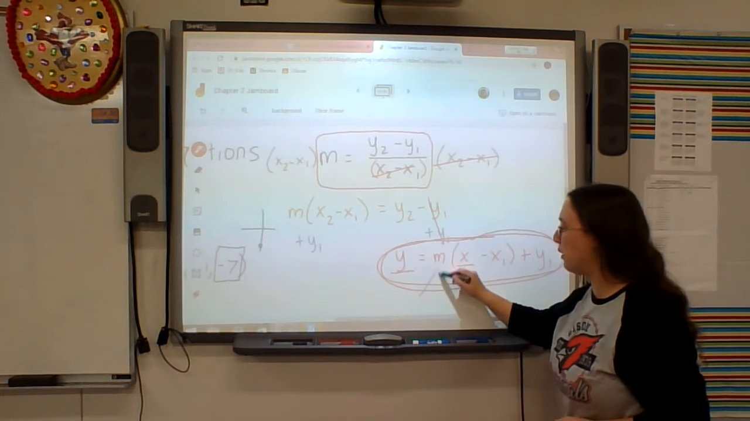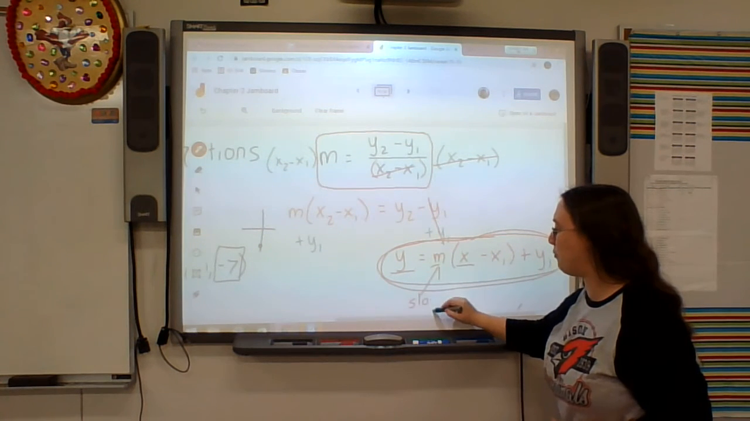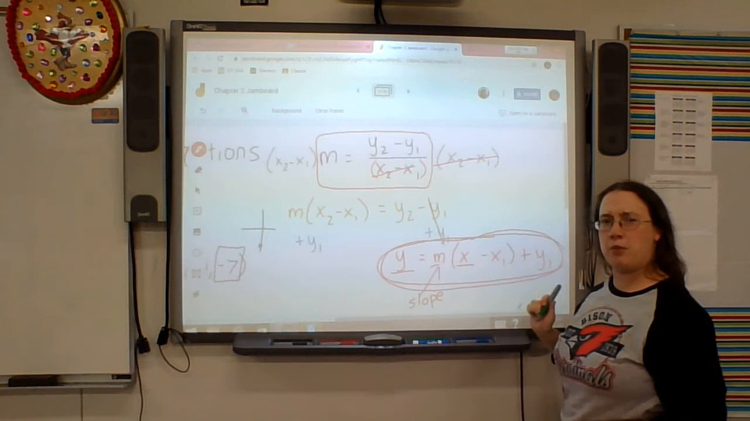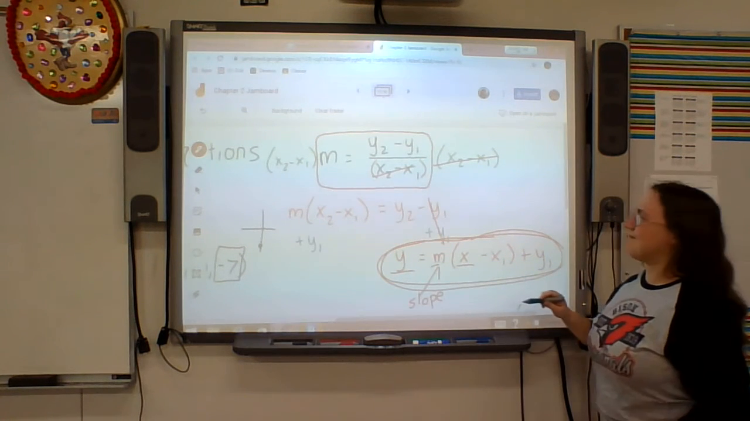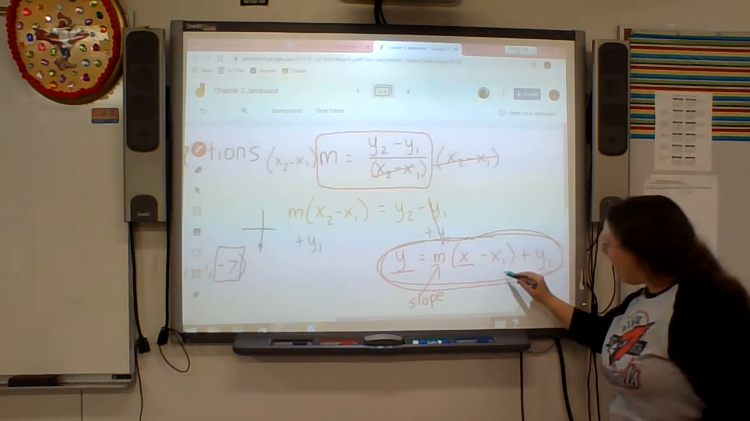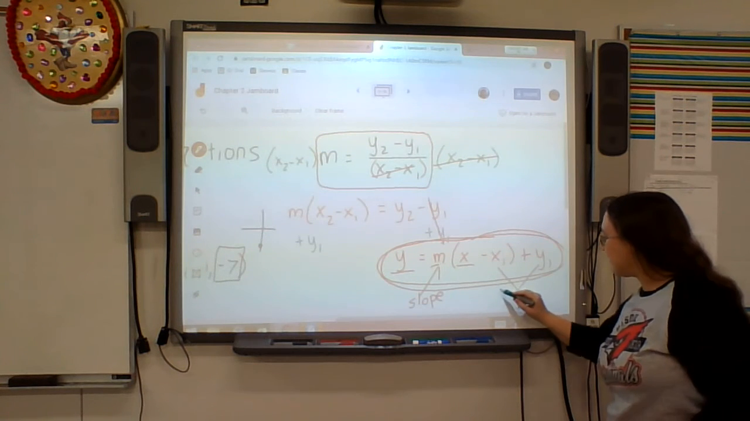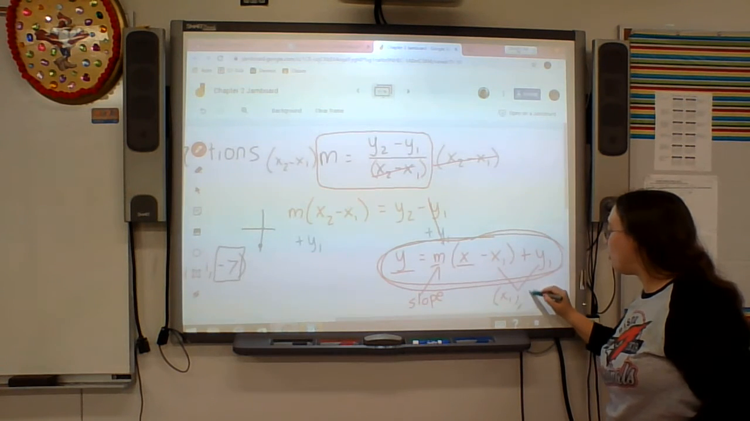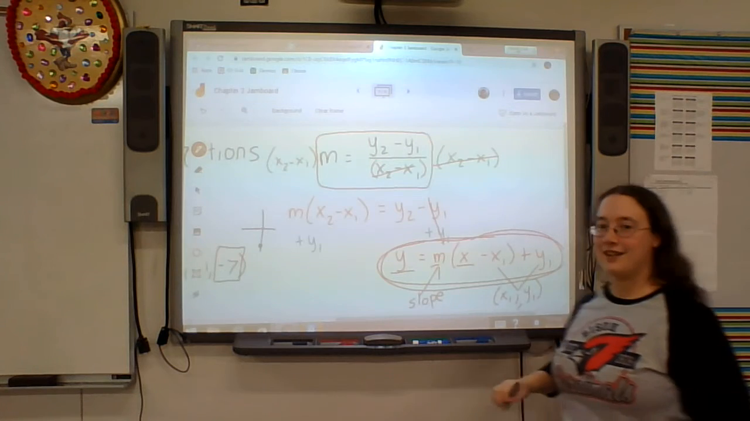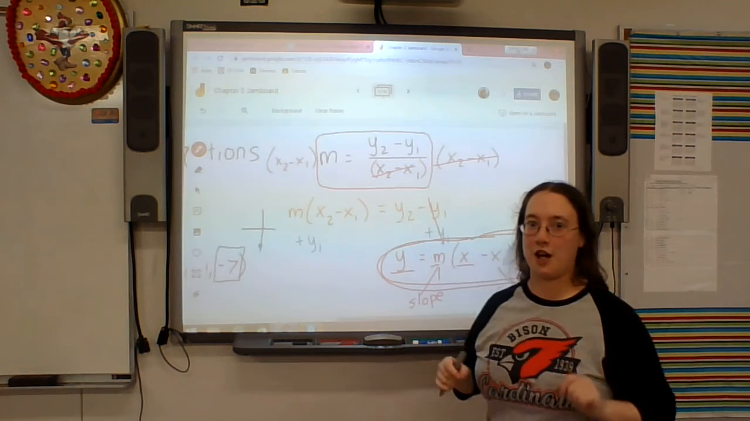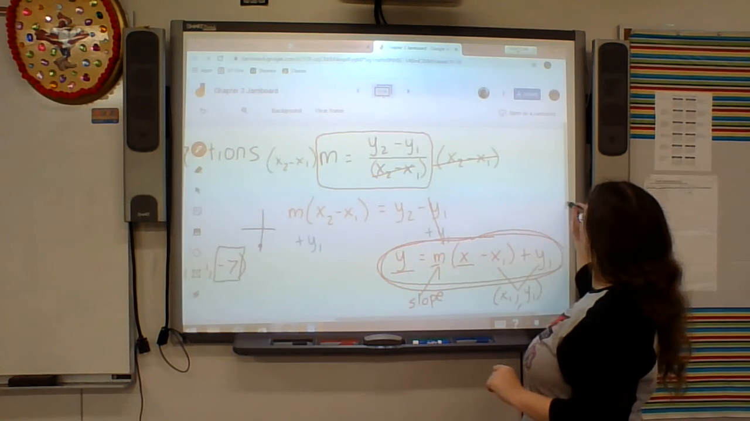So this is your slope, just like it is in your other formula. M is slope. I meant to look at why m is slope. It's probably Latin. And then this is your point, x1, y1. Now someone better comment in the comments why m stands for slope.